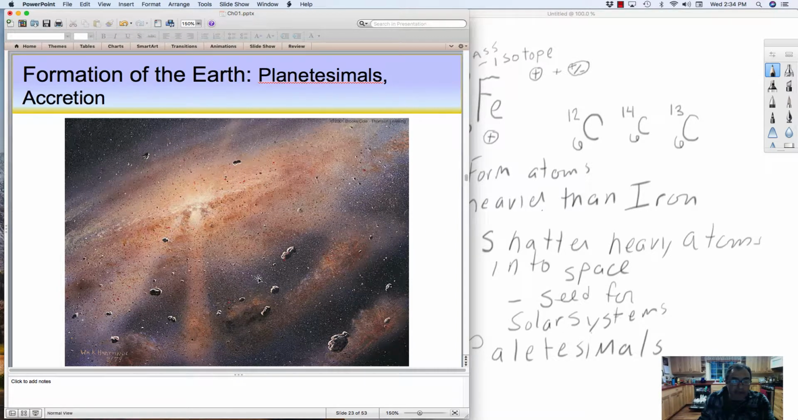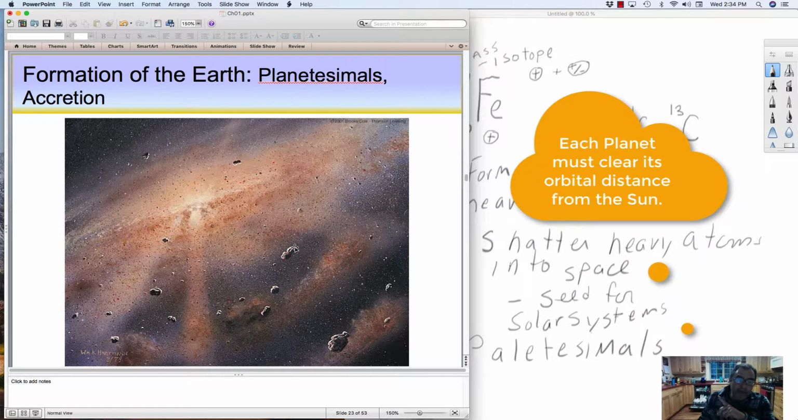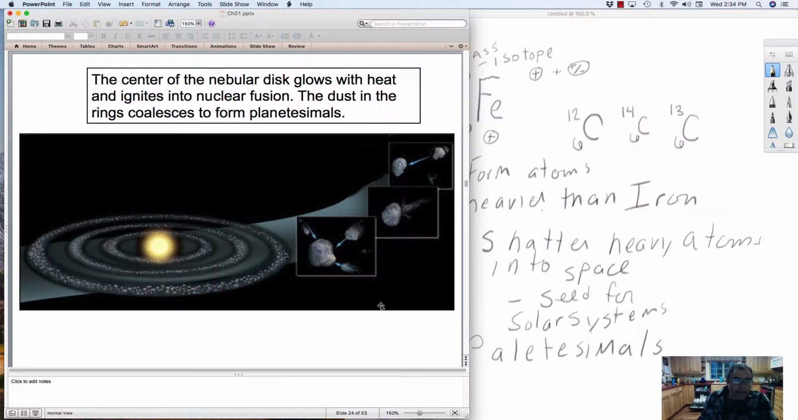It's really rocky. All these smaller planetesimals eventually start crashing into each other and sticking together and becoming larger objects, and eventually become protoplanets. Eventually the more planets will form. At each orbital distance from the sun, you may have 2, 3, or more planets that form, but eventually they're going to crash into each other until there's only one planet. So each planet has to clear its orbital distance around the star here, right?